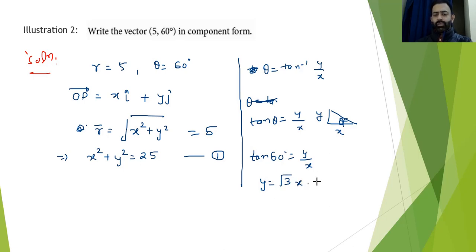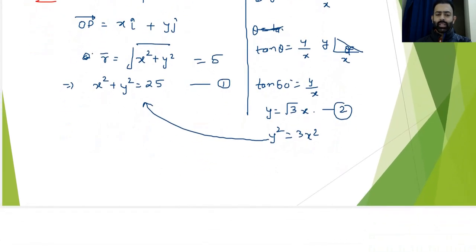Okay, this is your equation number 2. Now we have equation 1 and equation 2. What I can do is square equation 2. So this y square is 3x square, right? And I can put this y square back into equation 1. This is a simultaneous equation. So x square plus y square, which is 3x square, is equal to 25. This is 4x square is equal to 25. That means x square is 25 by 4.